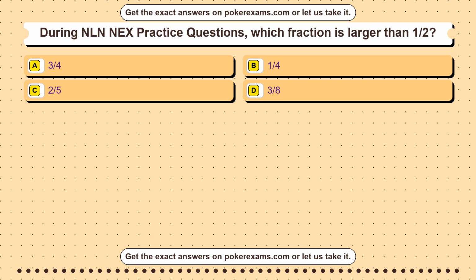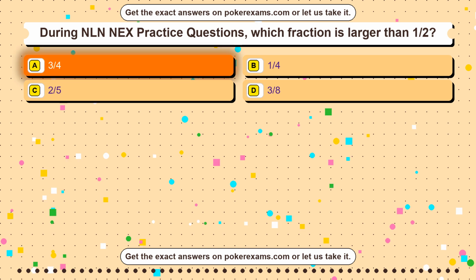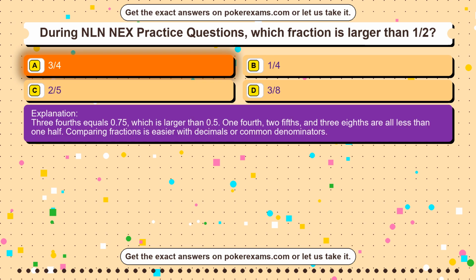Question 1. During GED physical science practice, which organism is a producer? Option A, grass. Option B, rabbit. Option C, hawk. Option D, mushroom. The correct answer is option A. Grass is a producer because it makes its own food through photosynthesis. Rabbits and hawks are consumers, and mushrooms are decomposers. Food webs begin with producers.